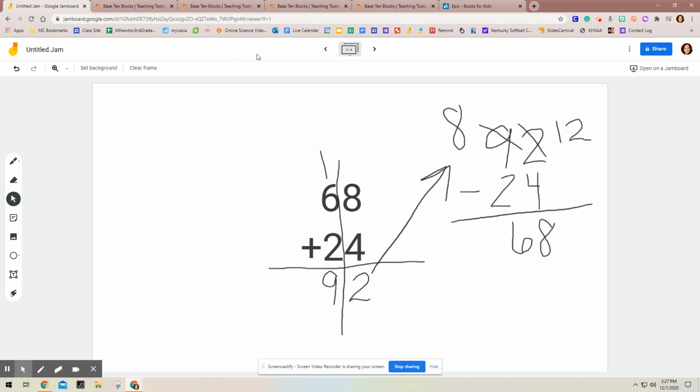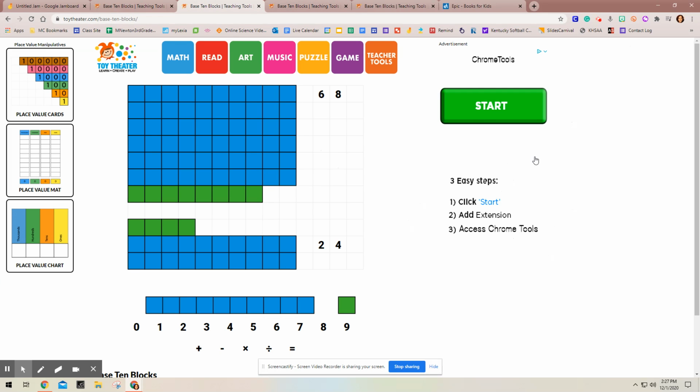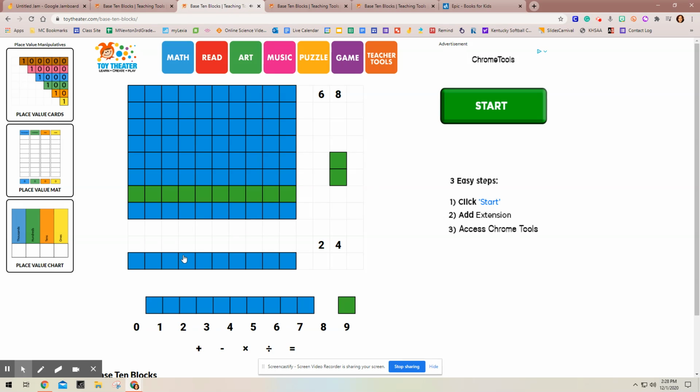Well, let's look at it with base 10 blocks. Here's 68. Here's 24. So I've got 1, 2, 3, 4, 5, 6 groups of 10, and then I have 8 ones, and then I have 2 groups of 10 and 4 ones. Whenever we regroup, this is essentially what we're doing. We're taking 2 of these, and look, we made that into another 10. And then I just have these 2 ones left over.